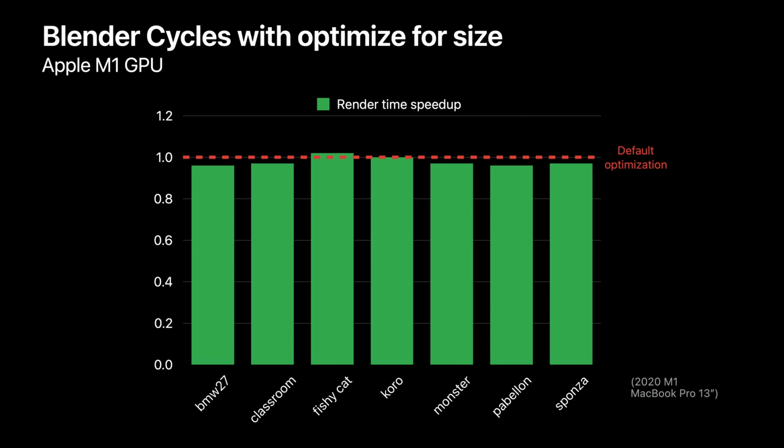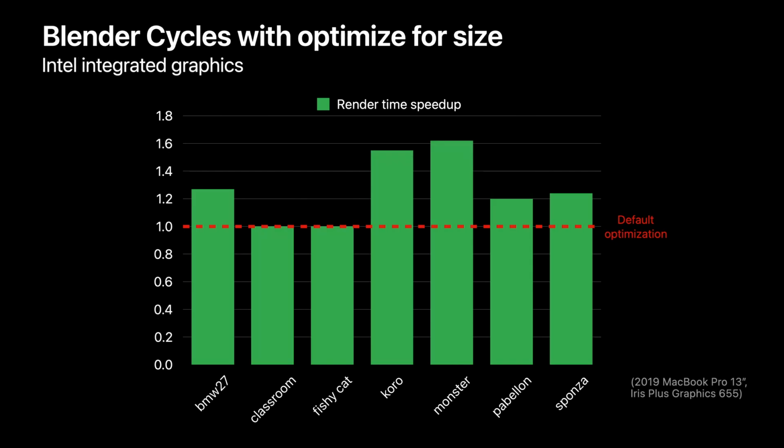Here's an example. These are render time speedups for the same scenes from enabling Optimize for Size on Intel GPUs. The benefit was not just faster compiles, but also some faster renders, by up to 1.6x. How? Because a smaller GPU program can avoid some of the runtime penalties that come with large size.